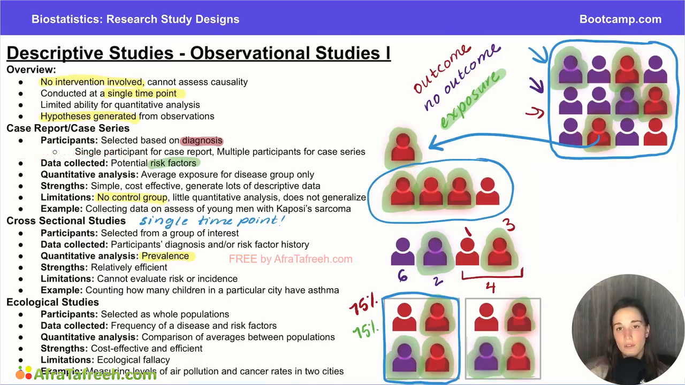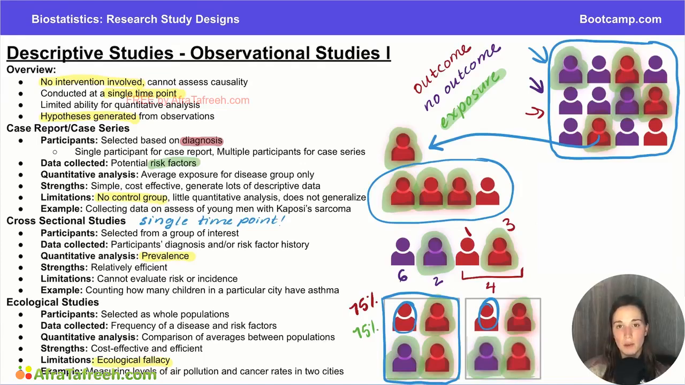However, conclusions drawn from these studies can often fall victim to the ecological fallacy, which is when data collected on a population level is applied to the individual level. So just because, for example, there's more air pollution in city A than city B, and there's higher rates of cancer in city A and city B, that doesn't mean that a single individual from city A is more likely to get cancer than an individual from city B, because there are other variables that are related to cancer diagnosis that our population level analysis didn't take into account in our ecological study.